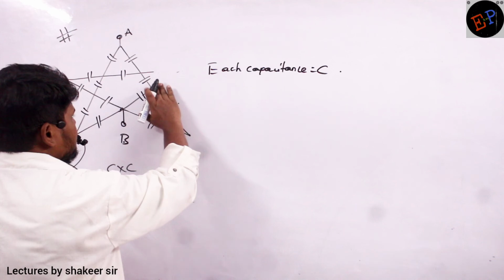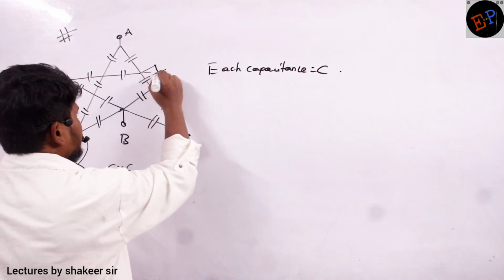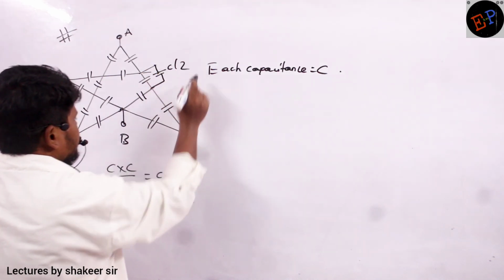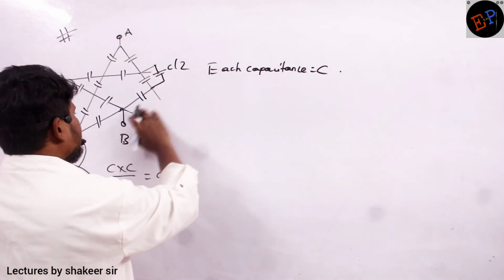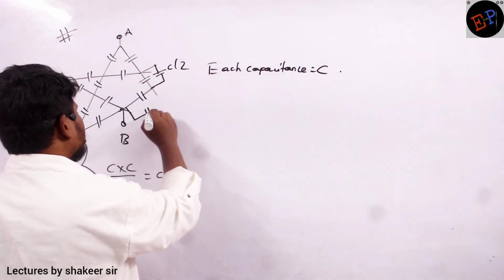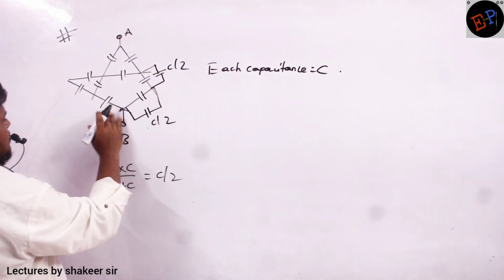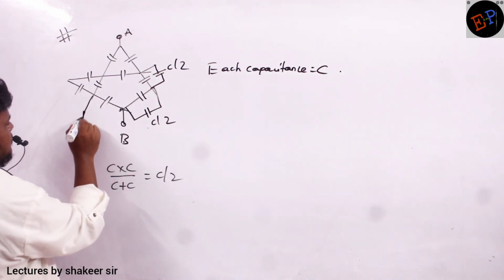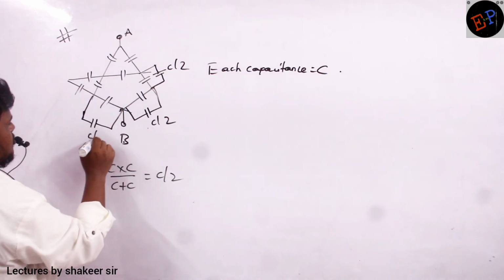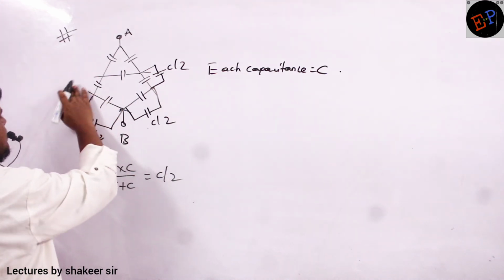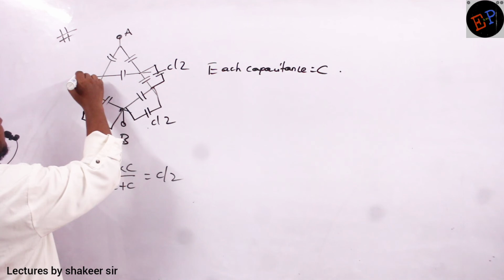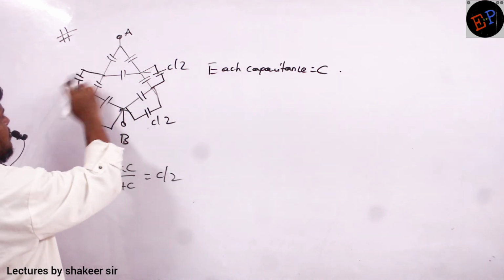So instead of these two capacitors, I can write a single capacitor of capacitance C by 2. So here also instead of these two I can write a single capacitor of capacitance C by 2. Here also I can replace by a single capacitor of capacitance C by 2. And here also I can replace them by a single capacitor of capacitance C by 2. So I can draw up to here.